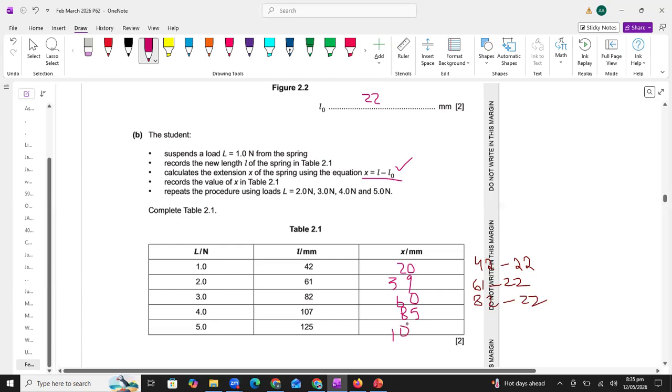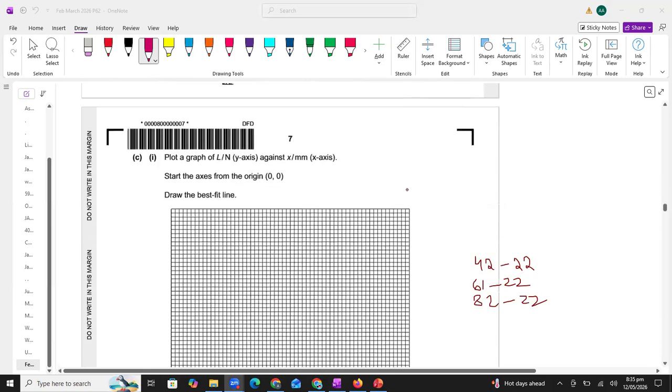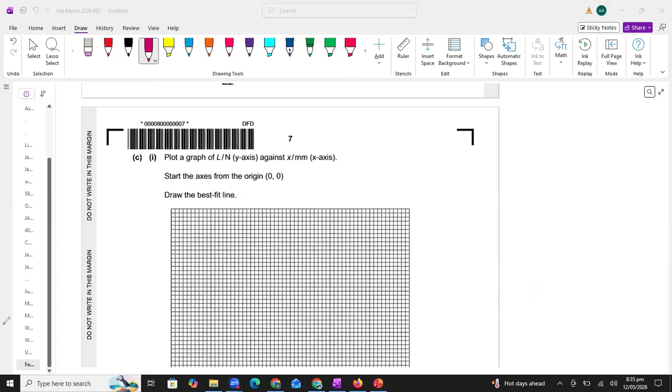103. So we have completed the table and you can see this question is very easy. You just have to do the subtraction and you will get the answer. All right, you have to fill this table. Now in the next part, they are saying see part 1. Plot a graph of load in Newton on y-axis. So it means we have to take the load in Newton on y-axis and against x millimeter in x-axis. We have to start the axis from the origin 0, 0. And we have to draw the best fit line.